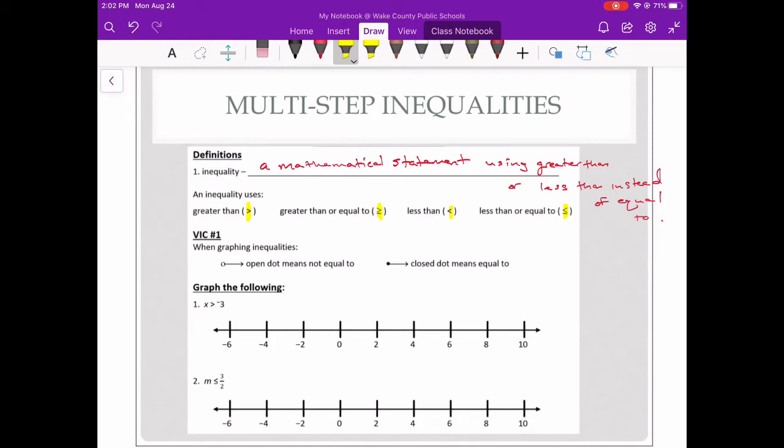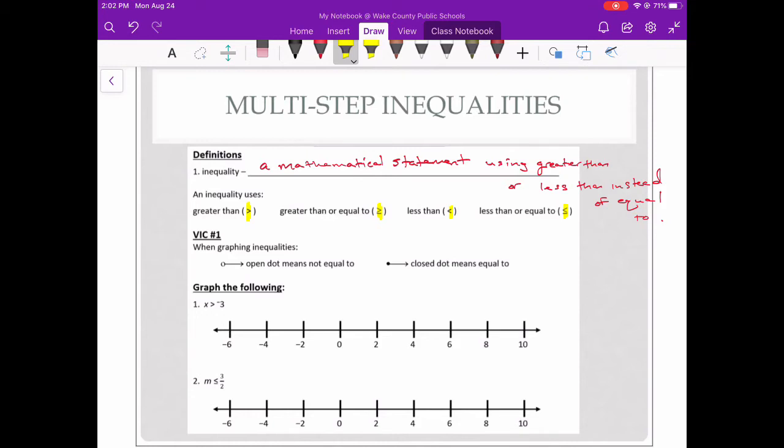So for instance, an inequality is a mathematical statement using greater than or less than instead of equal to. Again, we talked about it has infinitely many solutions, not just one solution. We use these symbols greater than or equal to, less than or equal to. And when we graph, we have open circles and closed circles depending on if we're not equal to or we are equal to.